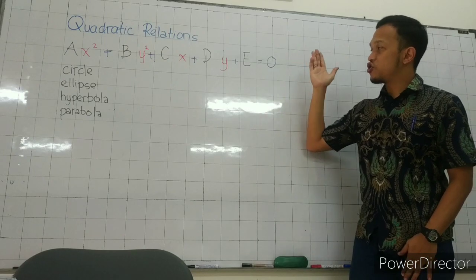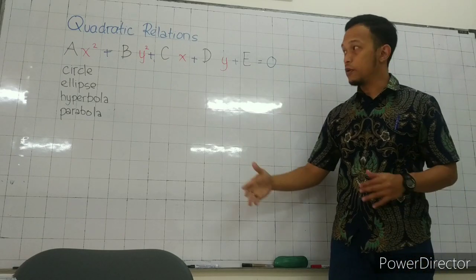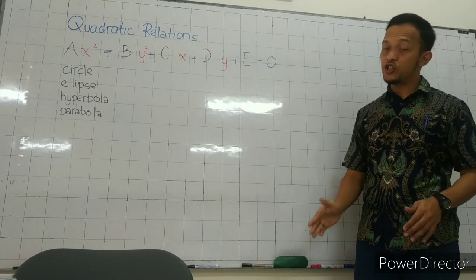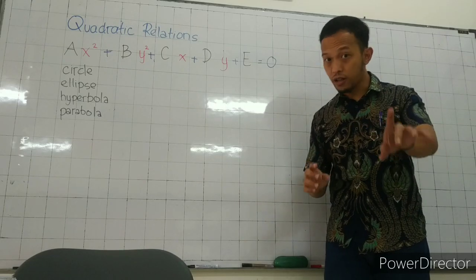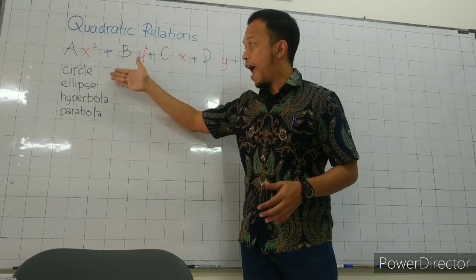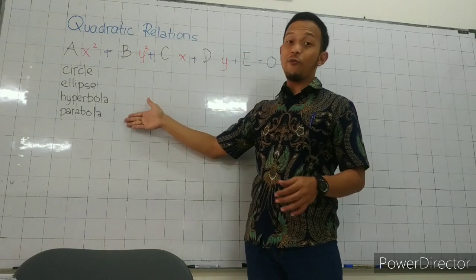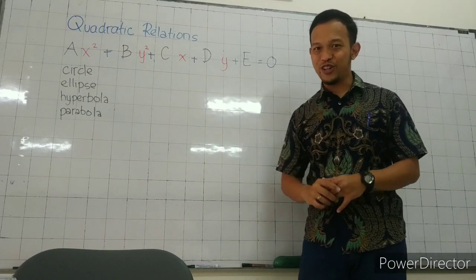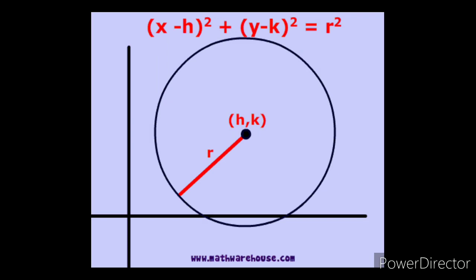If we change the a, b, c, d, e to any numbers, this is the general form of your quadratic relations. Usually these relations, not functions, can take the shape of a circle, ellipse, hyperbola, or parabola. These four shapes are the shapes that we are going to discuss in this chapter. Now in this subchapter, we will discuss quadratic relations that, when you graph them, take the shape of a circle.